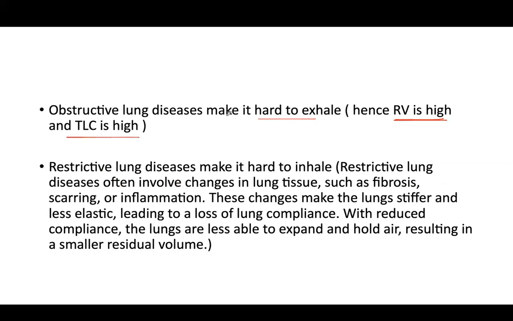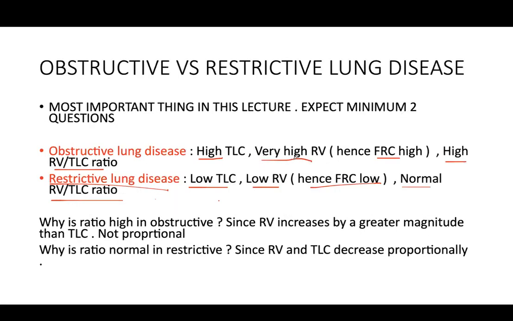And TLC is high because RV is high. You know, TLC, the total lung capacity, is affected by every single volume. So if RV is high, TLC is high. But as I mentioned here, the RV is very high and TLC is just high. That means the ratio is going to be elevated, more than normal. And this is a very important distinguishing characteristic between obstructive and restrictive. Obstructive, you have a high ratio, and restrictive, you have a normal ratio.